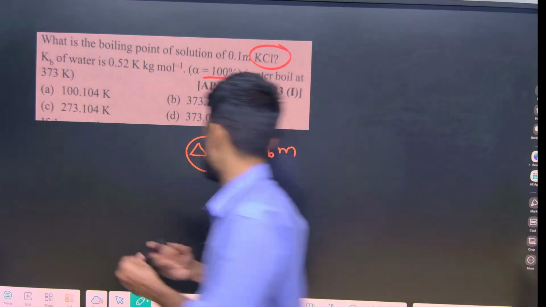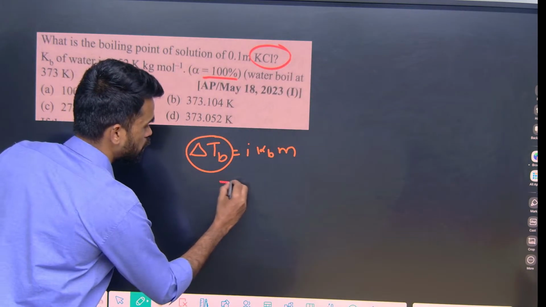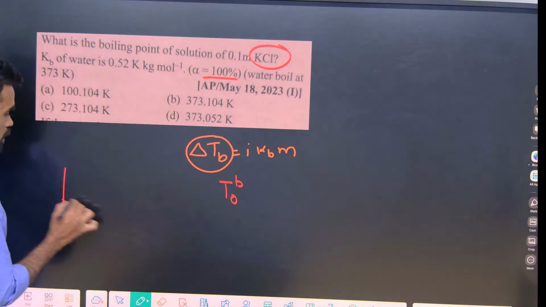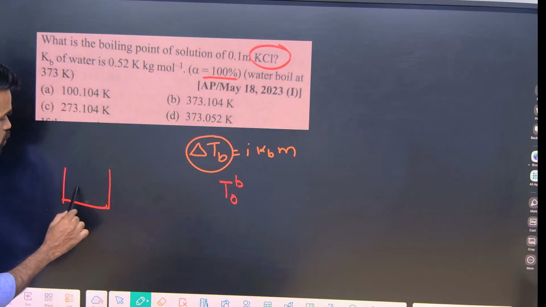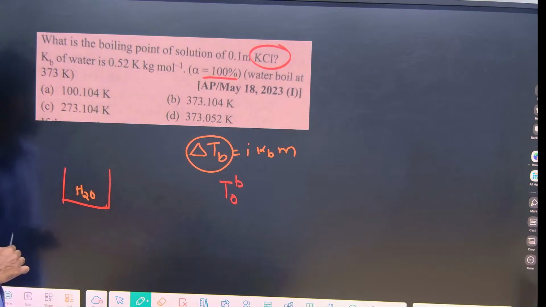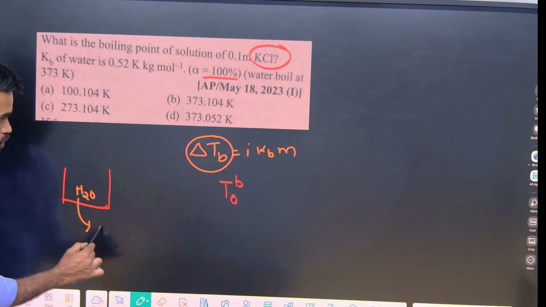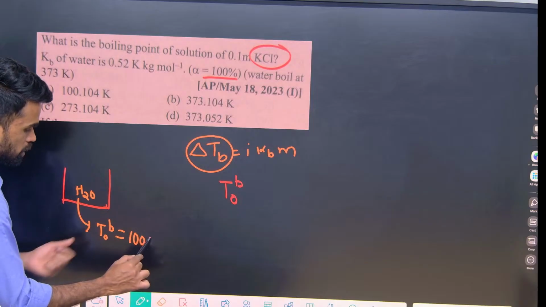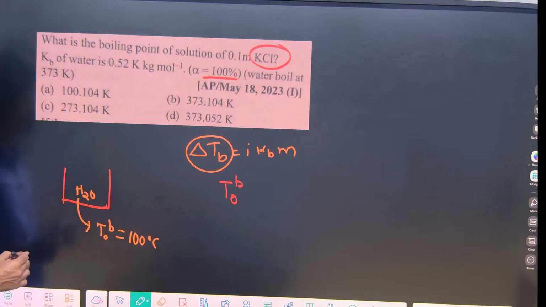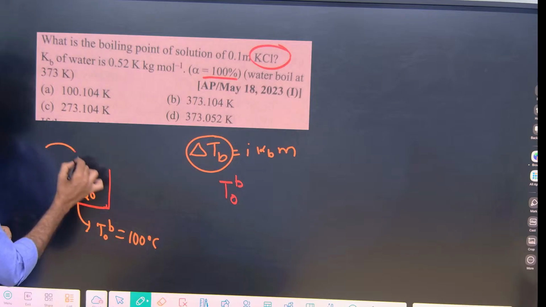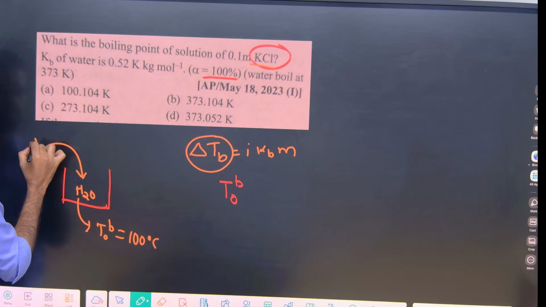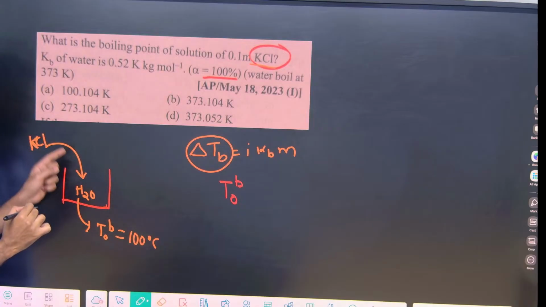Elevation in boiling point. It means if T naught B is the boiling point of pure water, let us say here we have a container in which only water is present. Now we know the boiling point of water is 100 degrees Celsius. So that is T naught B, I am indicating this is 100 degrees Celsius. To this water, let us add some solute, like NaCl, I am adding. What we are adding? KCl solute, they have mentioned. Yeah, you can add KCl solute now.